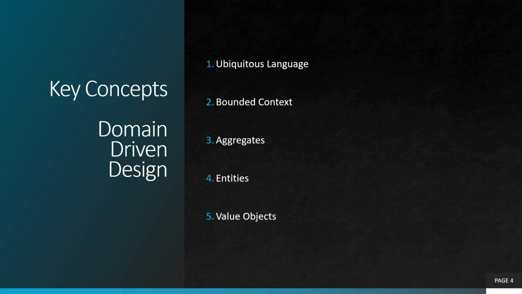Entities. Objects with a unique identity that persists over time. They have attributes and behaviors relevant to the domain. Value objects. Objects without an identity, defined solely by their attributes. They represent concepts in the domain and are immutable.